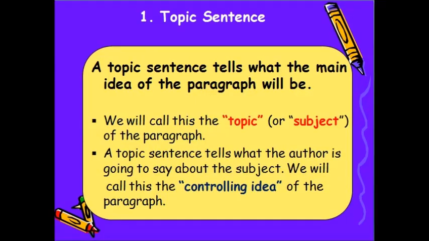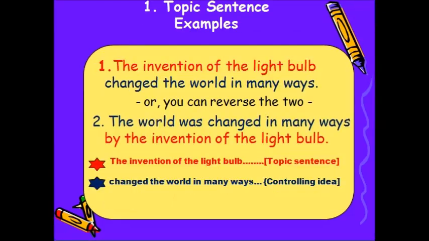Let us now discuss the topic sentence. A topic sentence tells what the main idea of a paragraph will be. We will call this the topic or the subject of the paragraph. A topic sentence tells what the author is going to say about the subject. We will call this the controlling idea of the paragraph. Here is an example of a topic sentence. The invention of the light bulb changed the world in many ways.